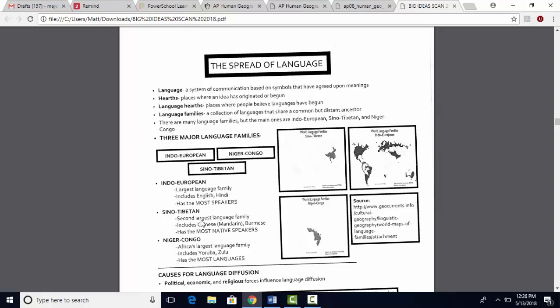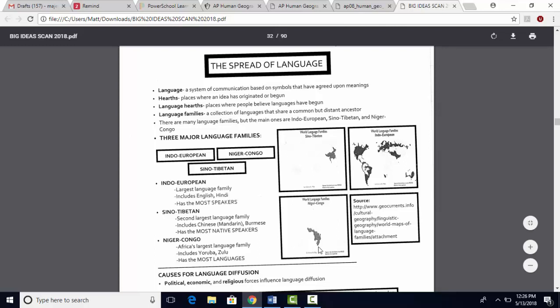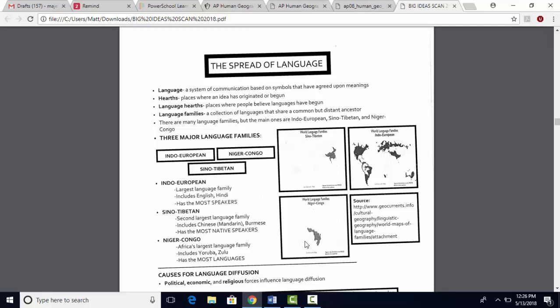Next up is Sino-Tibetan. That's the second largest. That includes Chinese. We call it Mandarin. It also includes Burmese and other Southeast Asian ones. And then Niger-Congo. Niger-Congo is located in the southern half of Africa. It's Africa's largest language family. It includes Yoruba, Zulu. Zulu is usually the most common. It has the most number of languages.